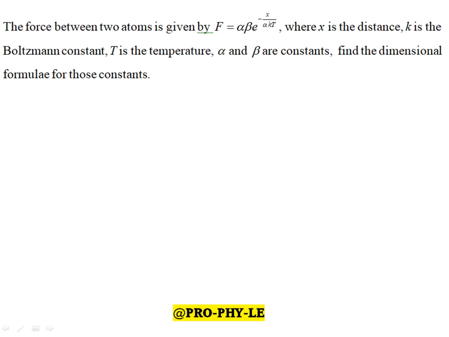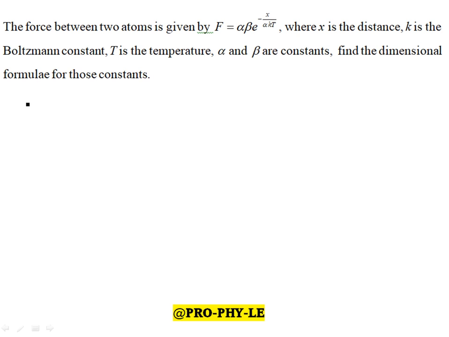The first example is like this. The force between two atoms is given by F equals alpha beta into e power of minus x by alpha kT, where x is the distance, k is the Boltzmann constant, T is the temperature, alpha and beta are constants. Find the dimensional formula for those constants.